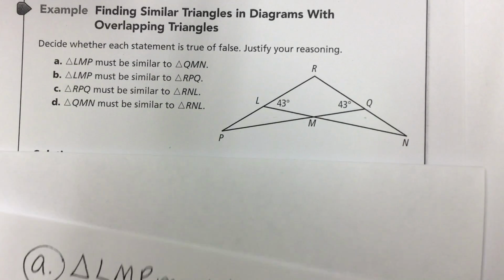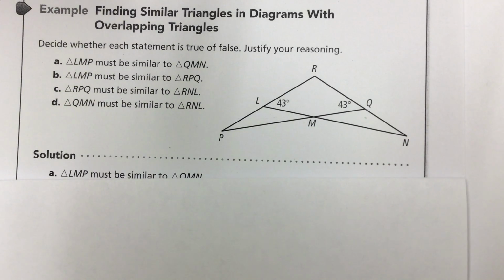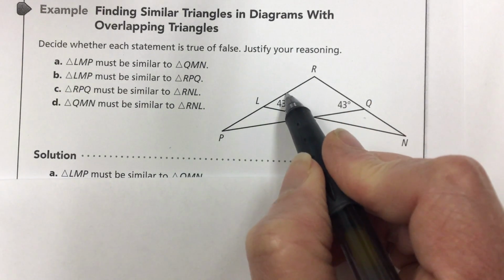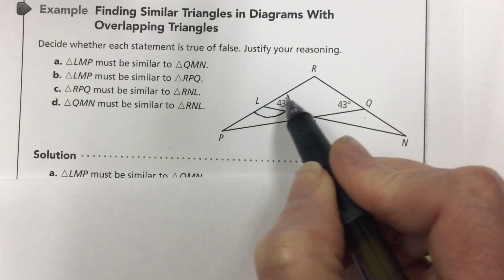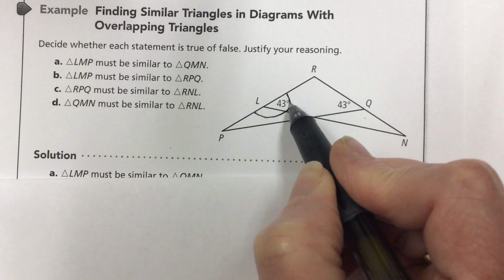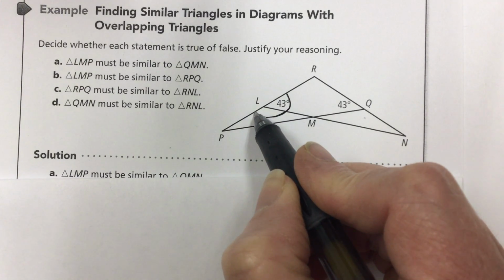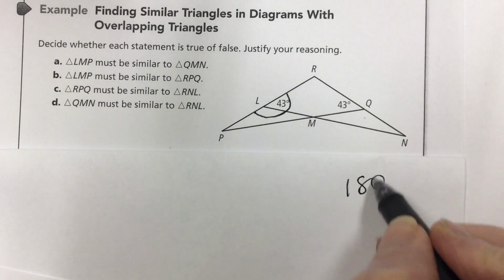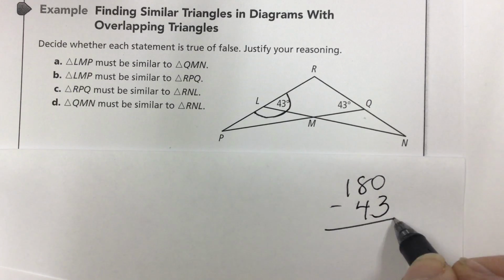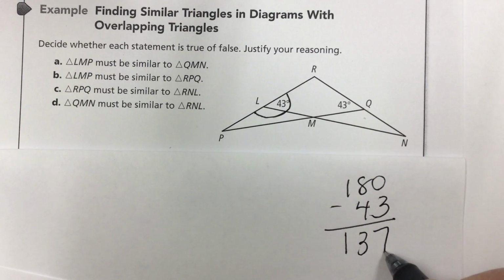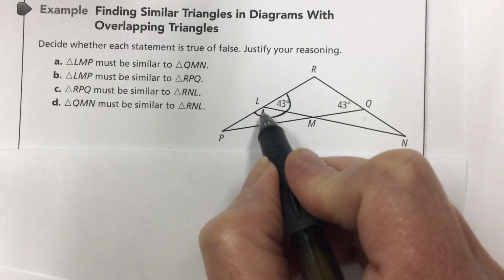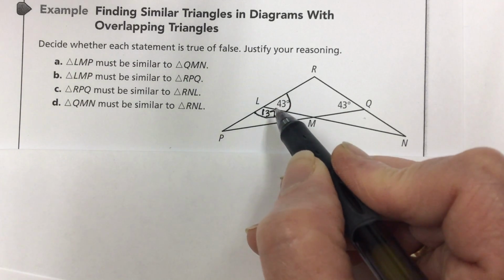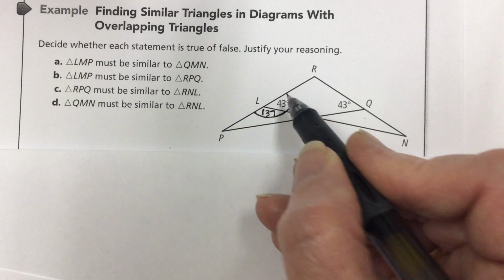So let's go back to the original problem. Now, I see here that this angle is 43. These two angles form a straight line. From here all the way around, they form a straight line. So if you were to subtract 180 minus 43, you would get 137. So therefore, this angle is 137. These two angles are supplementary.